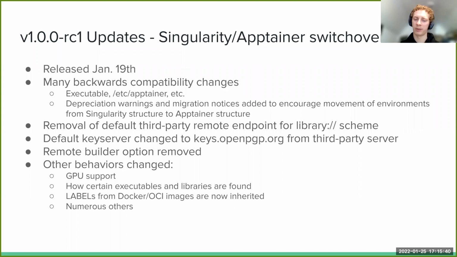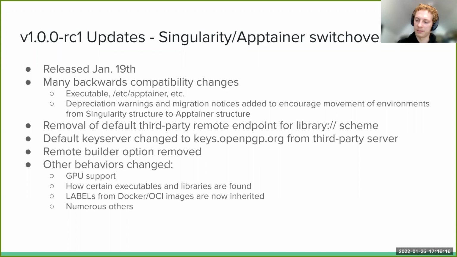The remote builder option has been removed. Once again, there's no protocol or interface that supports that outside of these commercial third parties, and so that's been removed. And there are a few other behaviors that have been changed. GPU support and how that is done has been changed up a little bit, and I'll explain more about that on the next slide. How certain executables and libraries are found has been changed. So things like how it finds mksquashfs, go, and other executables that it needs have been changed.